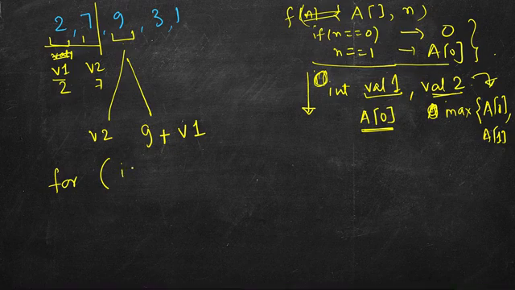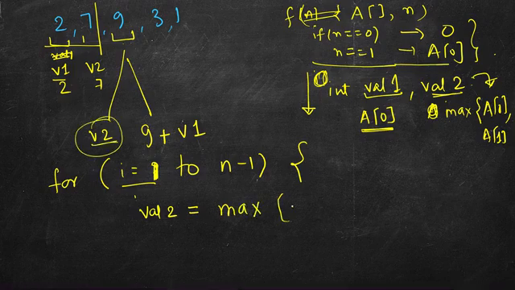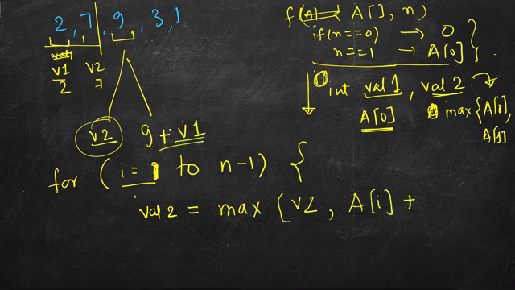So for I equal to 1, this is 0 and 1. So this is the second element, I equal to 1 to n minus 1. So what we will do, we will have val2 is the latest, so this will be max of val2 and ai, the current element, plus val1. This 9 is nothing but ai, the current element.